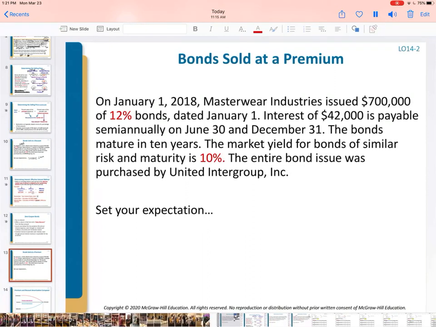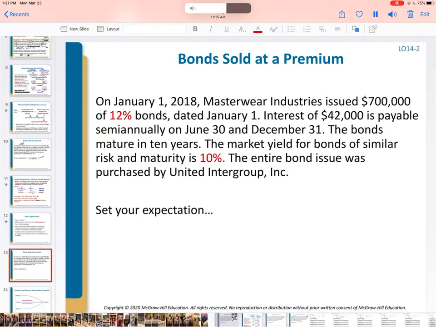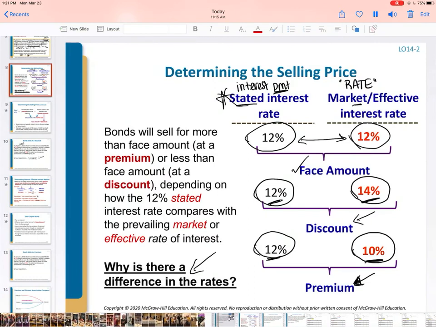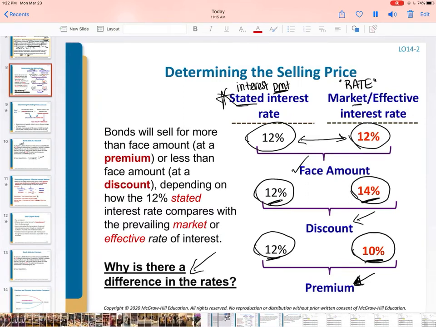So in this video, we're going to continue our conversation as it relates to bonds. And in this problem, we're going to go over a bond sold at a premium. You'll remember from, if I go back to slide 8, we talked about that the reason why a bond may be sold for more or less than the face amount is directly related to how our stated interest rate for the bond compares to the market interest rate.